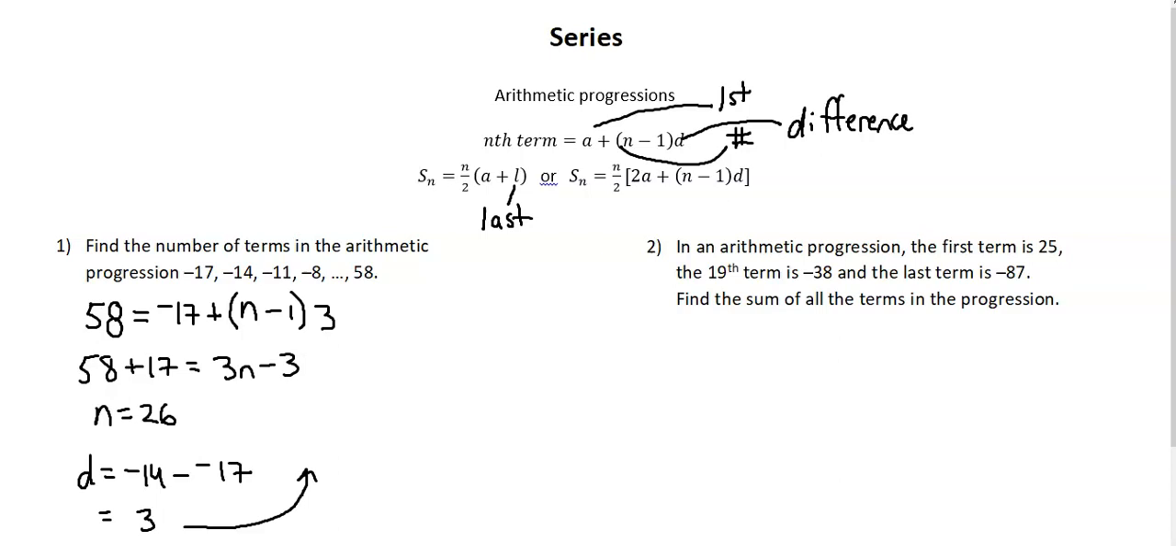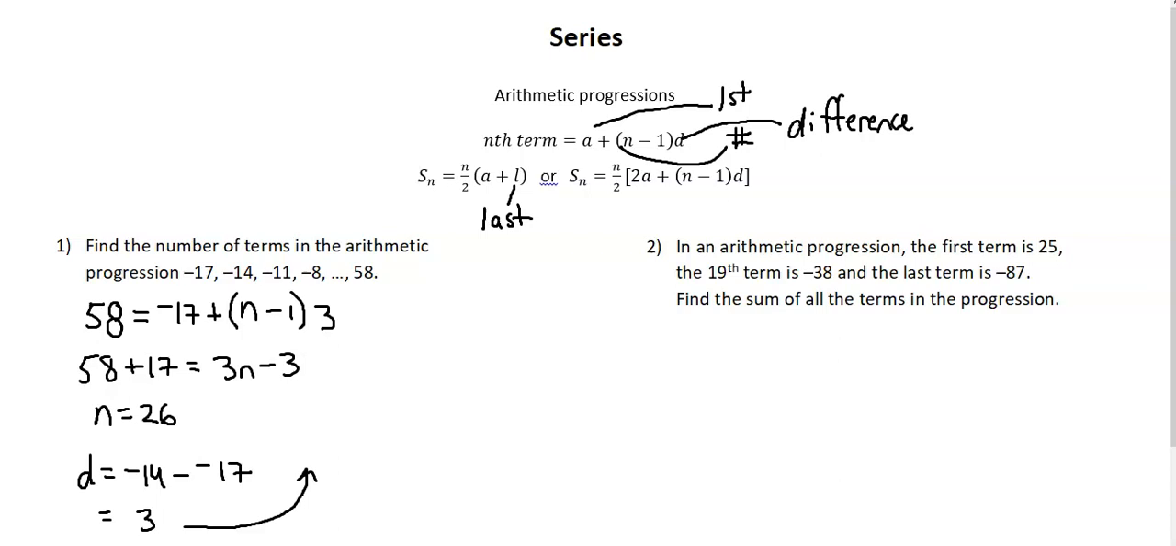In an arithmetic progression, the first term is 25, the 19th term is negative 38, and the last term is negative 87. Find the sum of all the terms in the progression. In this example, we're given both first and last terms. We're asked for the sum of all terms.